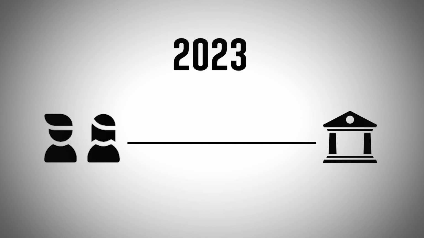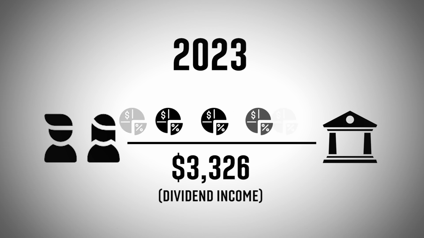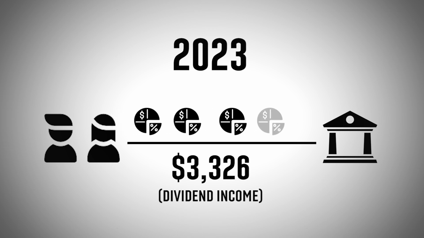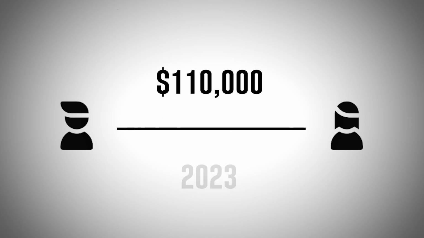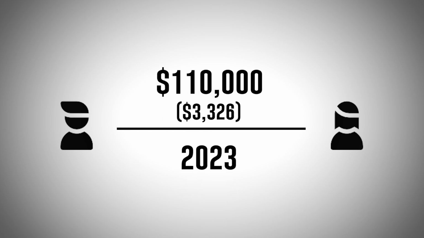Knowing this, let's just say that in the year 2023, you and your spouse decided to take the dividend income instead of reinvesting it, which means for that year, you would have taken in an extra $3,326 from dividend income. Going forward with that, let's just say that you and your spouse had a taxable income combined of $110,000 for the year of 2023, which includes the $3,326 from dividend income.